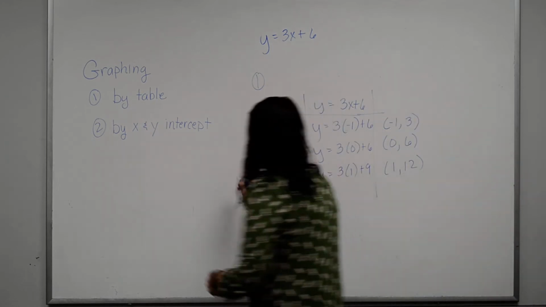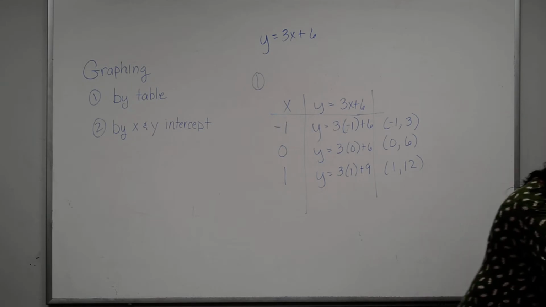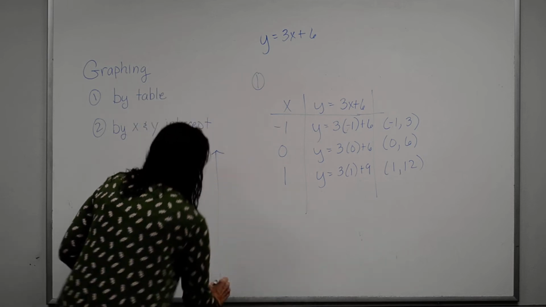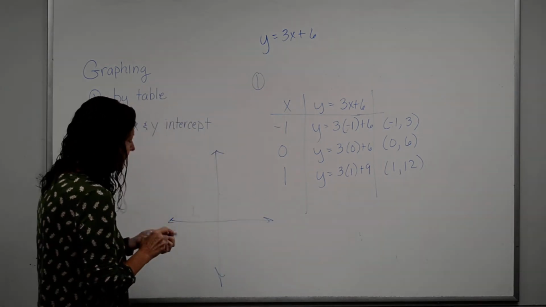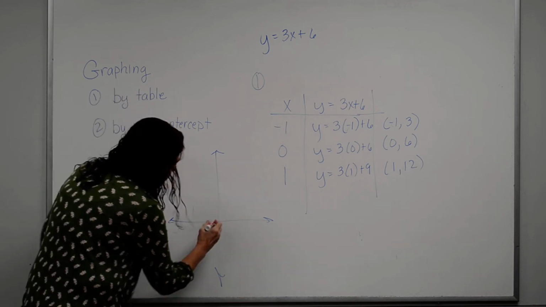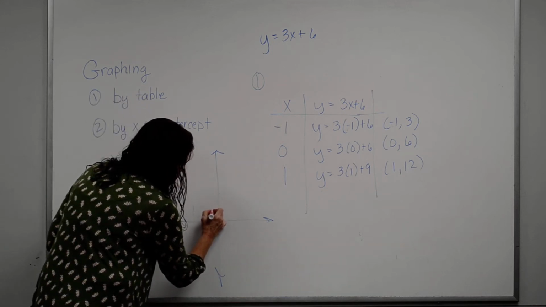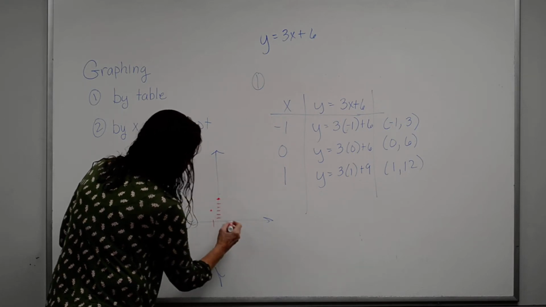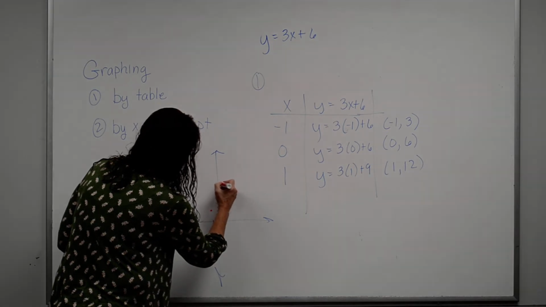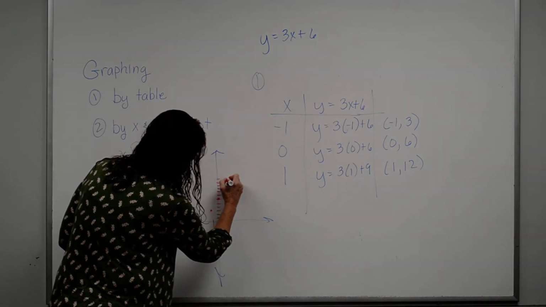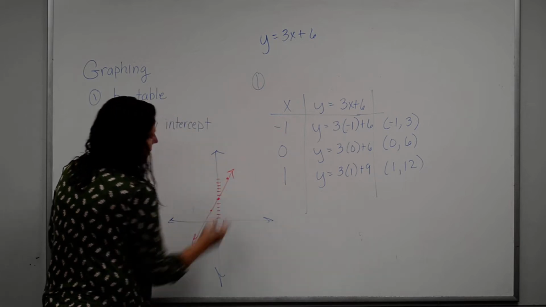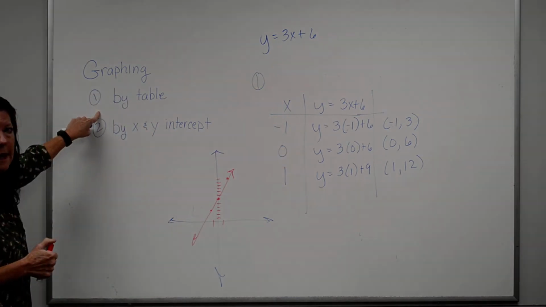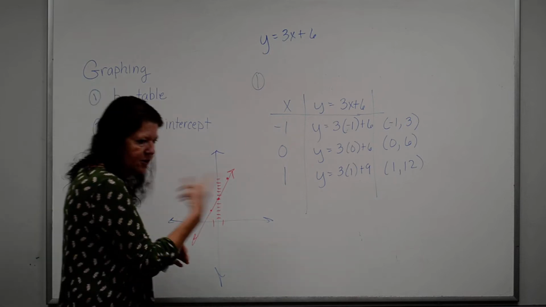And then I put those on the coordinate plane, okay? So I have, I have to make it small so we can get it on there. -1, positive 3, 0, 6, and 1, 12. And that's going to make that straight line. Okay, so that's graphing a line on a coordinate plane by the table form. We've already done this. This is just the review.